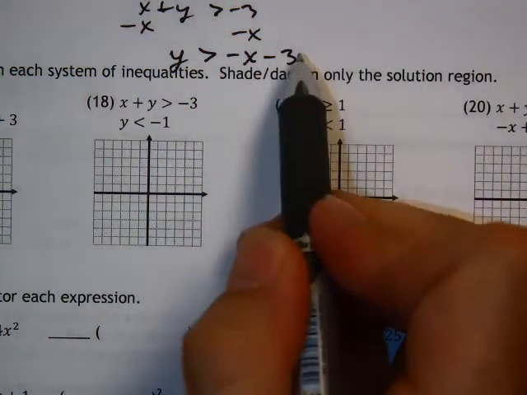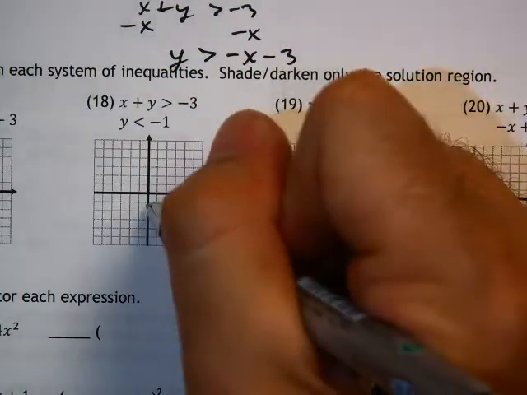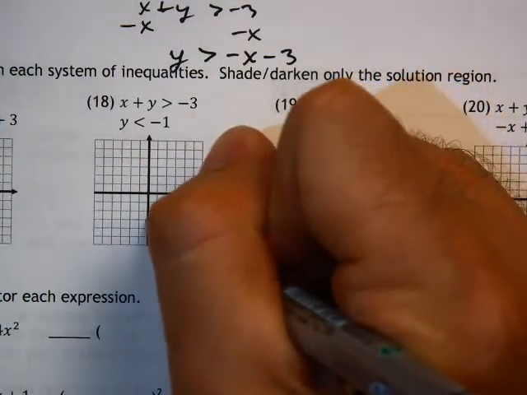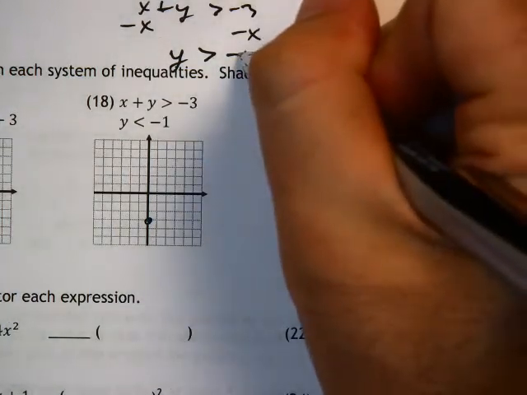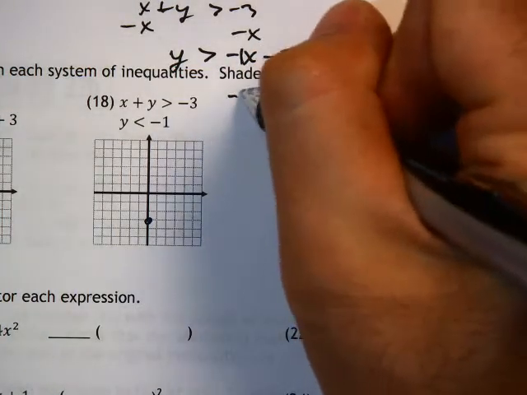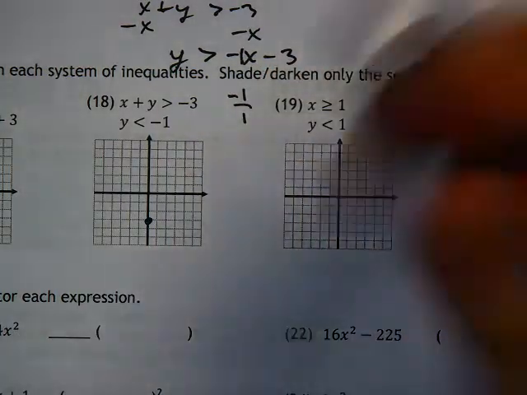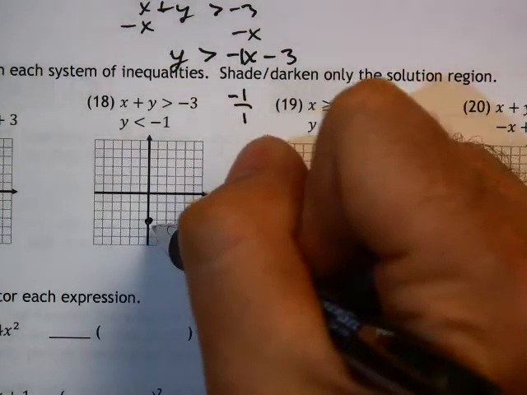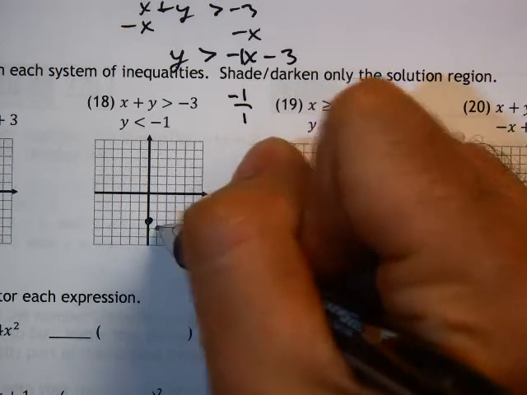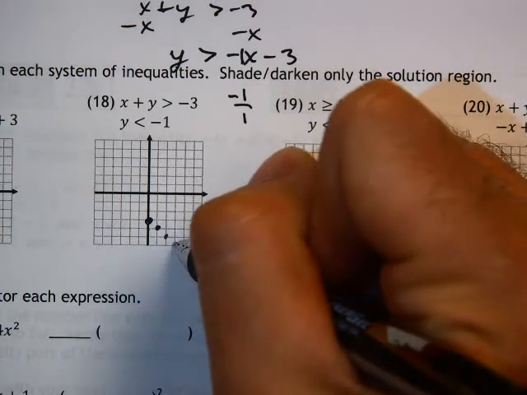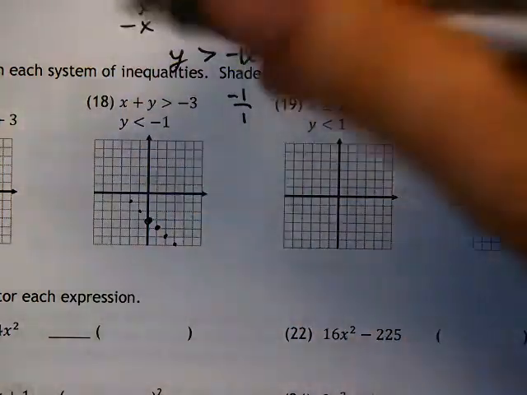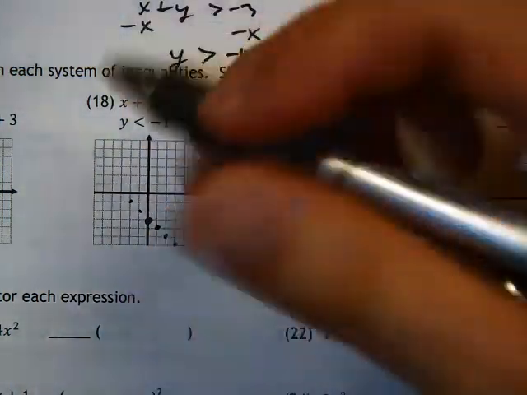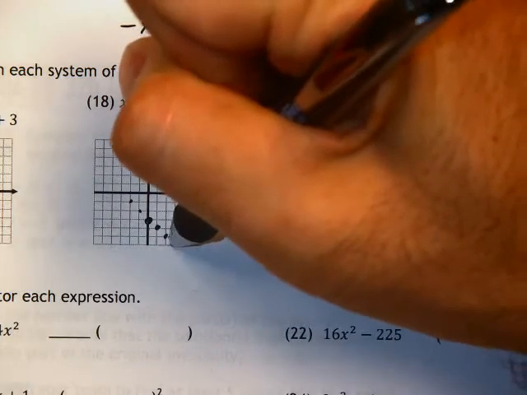Now what that does is it gives me the y-intercept of negative 3. So I'm down 1, 2, 3. There's my y-intercept. And it gives me a slope. This number in front is negative 1. So my slope is a rise of negative 1 over a run of 1. So from here, down 1, over 1, there's my slope. I keep doing that, and backwards in this direction. And since there's no "or equals," this is a dashed line.